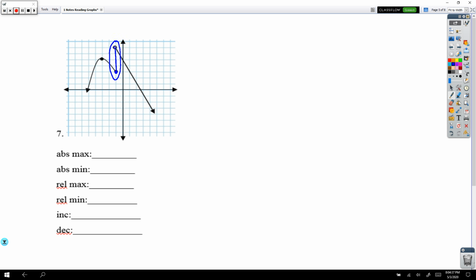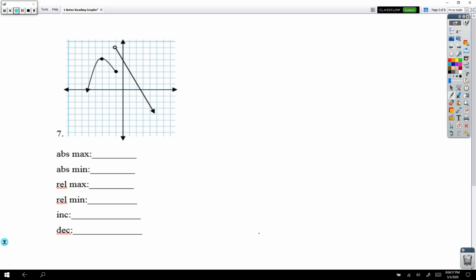Now, if this was a closed dot at the top and a closed dot at the bottom, then it would not be a function because it would have 2 dots on that same vertical line. But that's just a little side note for us there. Erase that stuff. So, absolute max, absolute mins.